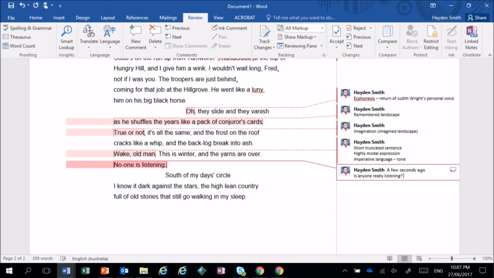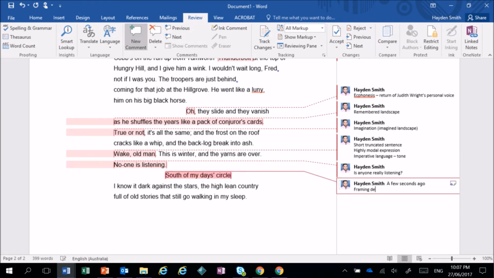And the last little short stanza we get here is obviously the use of the cyclical framing device. South of my days circle. So it reminds us that this is the memories, this is the past. Okay, we come back to that same title, South of My Days. I know it's dark against the stars, the highland country, full of old stories that still go walking in my sleep. Now, what I think is significant about this final line is I think it actually incorporates all three elements of our Module C rubric.